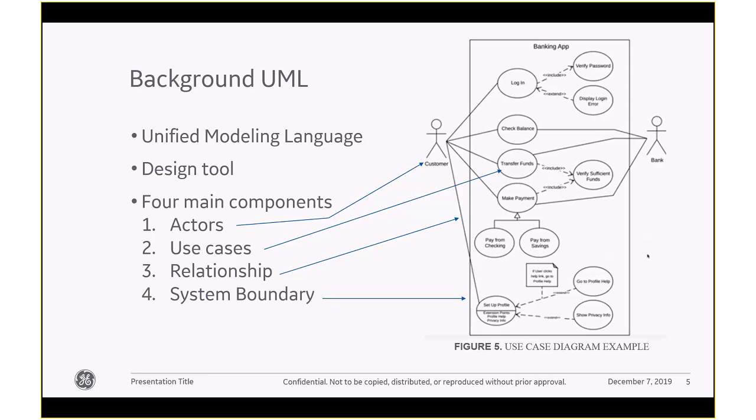Some background on the UML. There's four major components. Here on the right is an example of a use case UML diagram. The first component to point out are the actors.